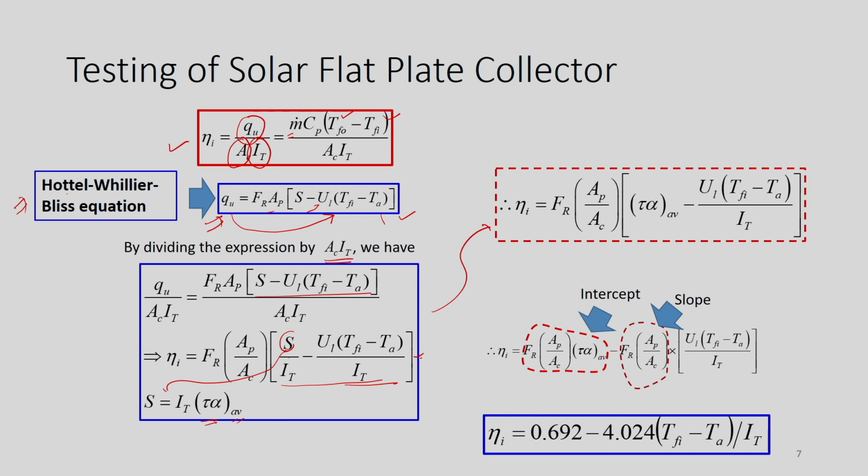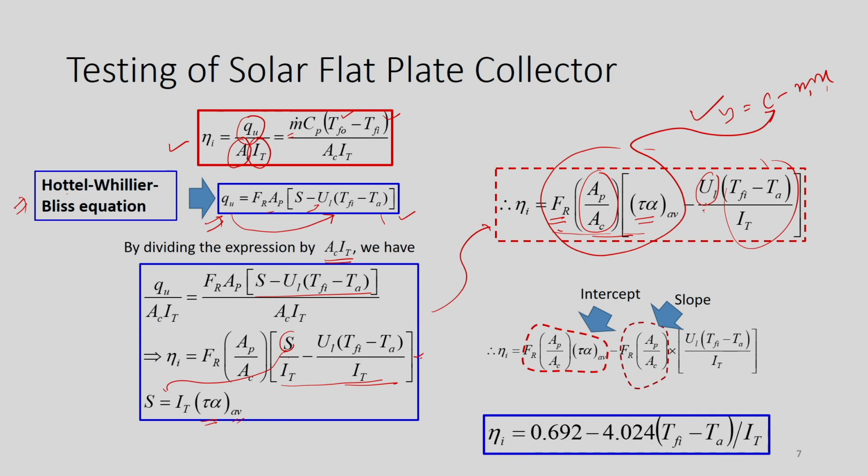Okay. Now, for a particular collector, this FR, tau alpha average, UL are constant. Okay. So, if we see, this part is constant always for a particular collector. So, this will be constant here. Okay. So, this will be something like y is equal to mx, okay, minus c, or I can write c minus mx. Okay. So, c is nothing but this constant part here, okay, and m will be this multiplied by UL, and x will be this part, right. So, this will be some kind of straight line with negative slope, right.